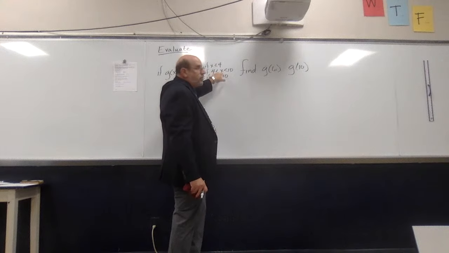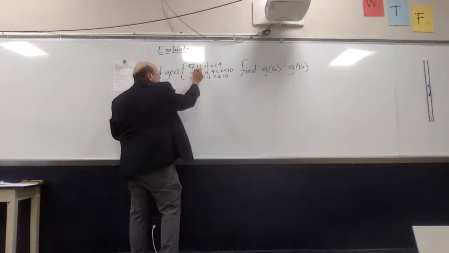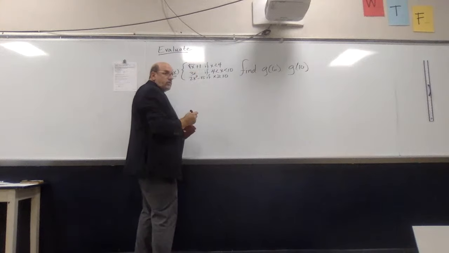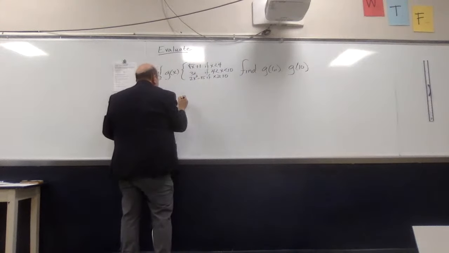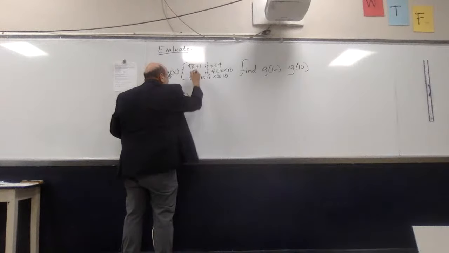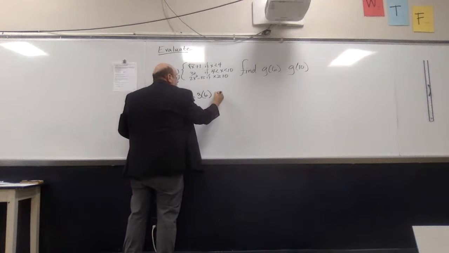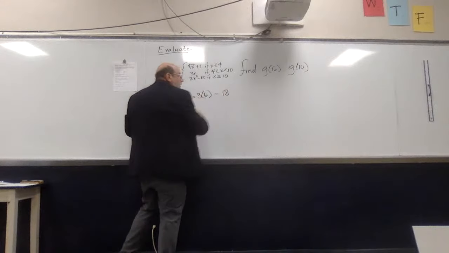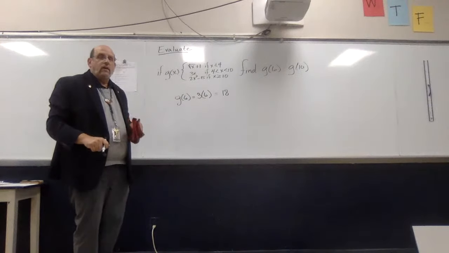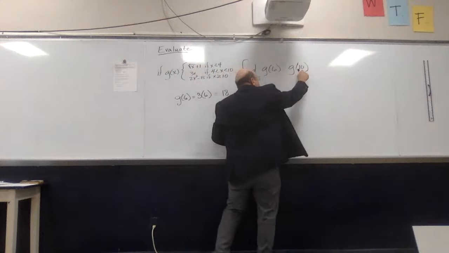Is 6 between 4 and 10? Yes. So when we do 6, we're going to use this middle piece. Okay. So we're going to say g of 6 is 3 times 6. And what's that? 18. Good? All right. Now let's look at 10.